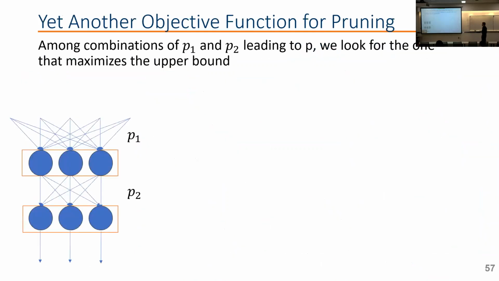And then that takes us to the optimization problem that we try to frame here. And it's yet another objective function for pruning. So what we're thinking is we're going to decide how much density we're going to leave in these two layers, P1 and P2.